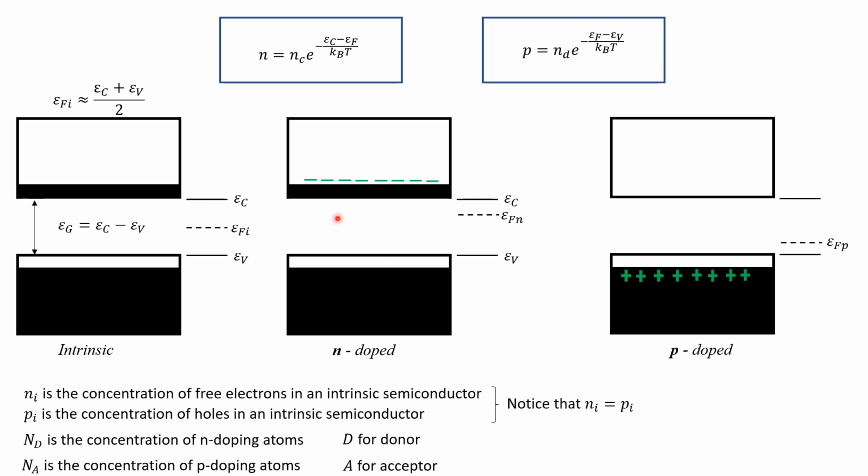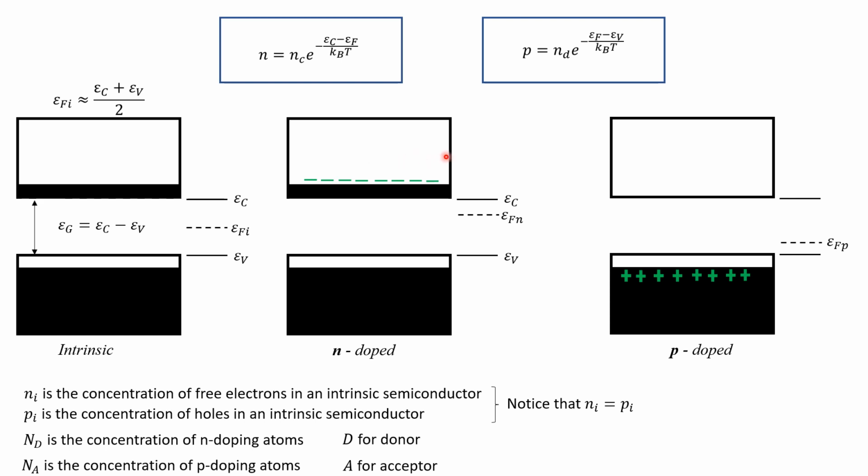Also recall from the previous lecture that n-doping atoms donate electrons to the conduction band. So these atoms are also called donors. We're going to use Nd to denote the concentration of n-doping atoms, D for donor. And we're going to use Na to denote the concentration of p-doping atoms, A for acceptor, because these atoms accept electrons from the valence band.